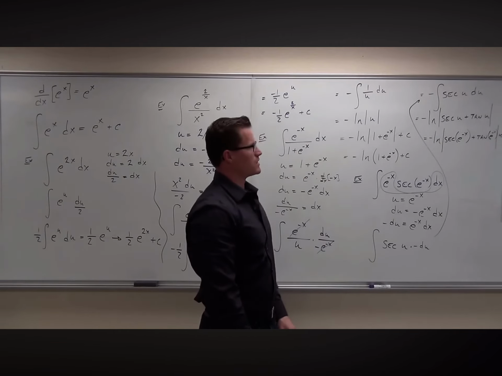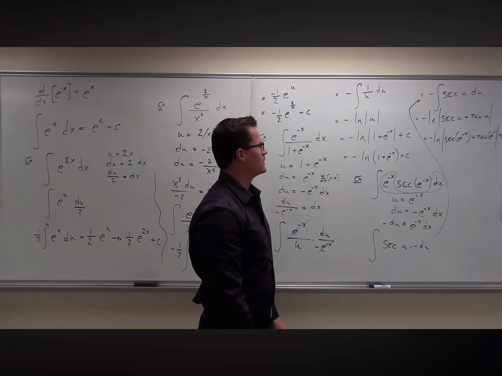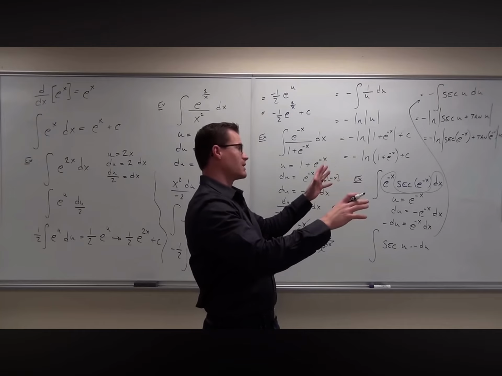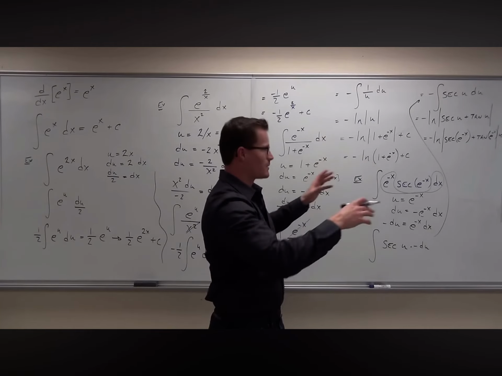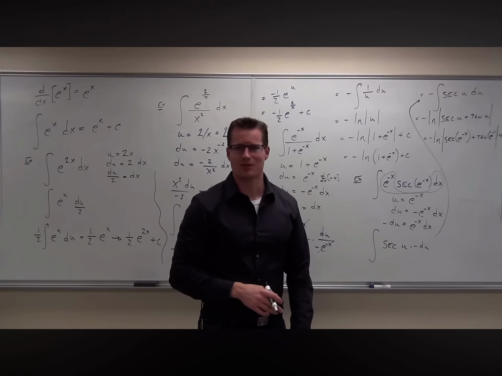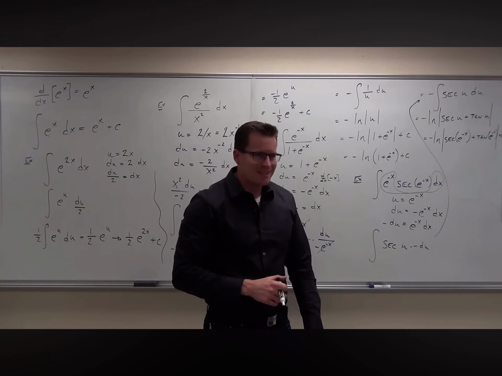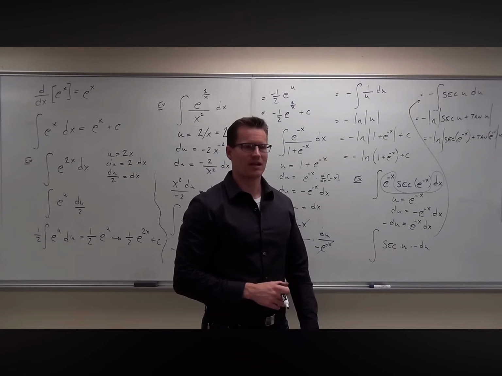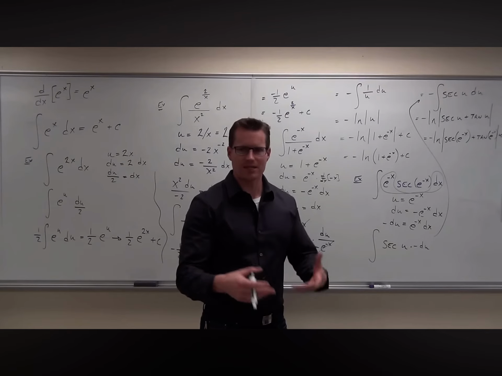Sorry, that's all scrunchy. I got to fit it on the screen. So negative ln absolute value secant e to the negative x plus tangent e to the negative x, absolute value plus c. Oh my gosh, if you had that the first day of class, wouldn't you kind of be crying? Now is it hard? Can you understand it at least? It's doable. You guys can do this.